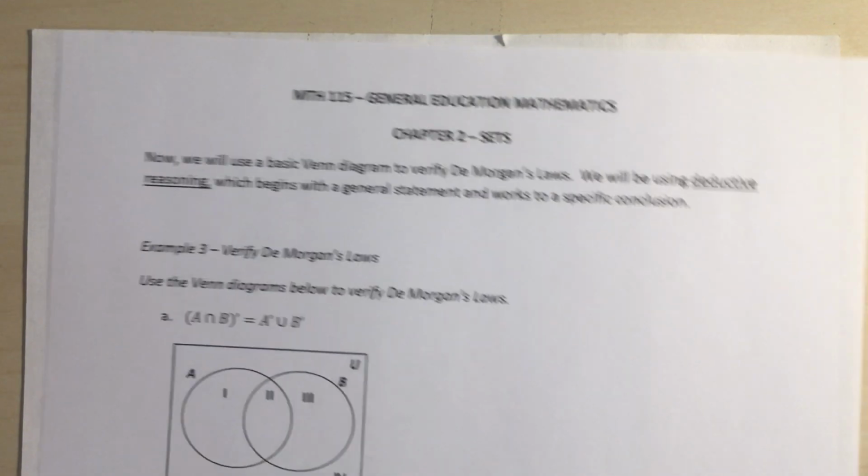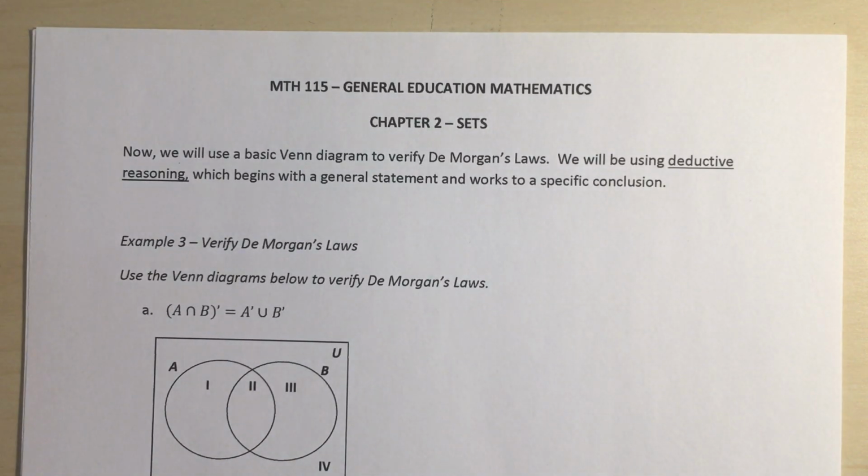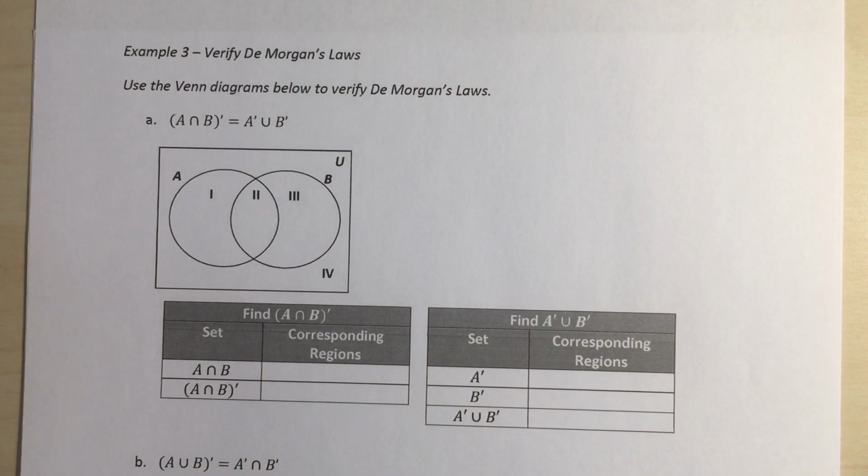Right. So we're going to verify these, and what we're going to do is use our Venn diagrams and take a look at the different regions that are being discussed in order to come up with our conclusion. So this is an example of deductive reasoning. It begins with a general statement and works to a specific conclusion. Okay. So we're asked to use the Venn diagrams below to verify DeMorgan's laws.